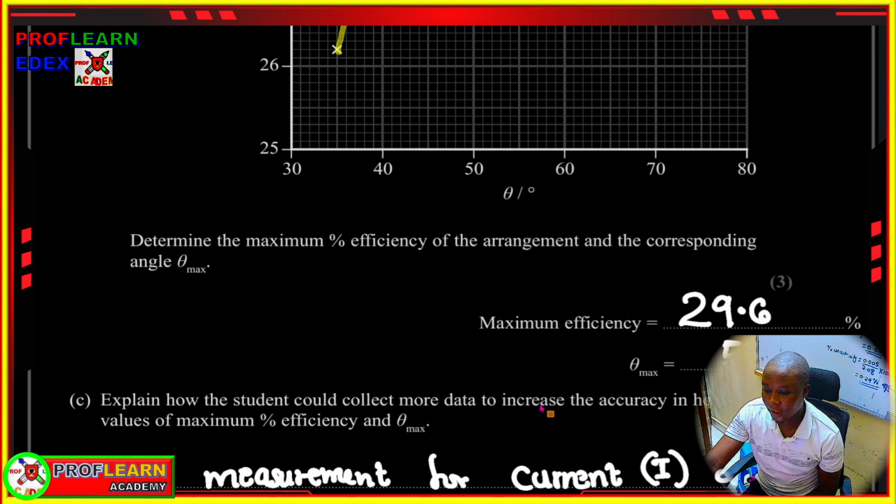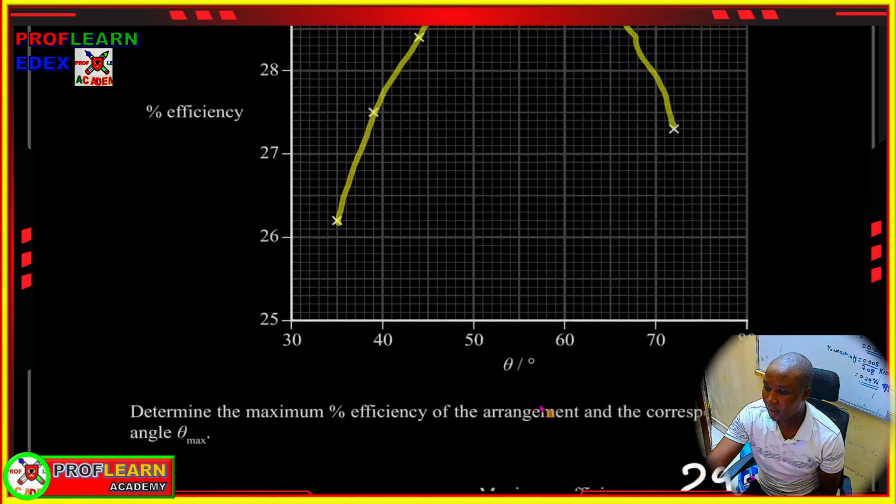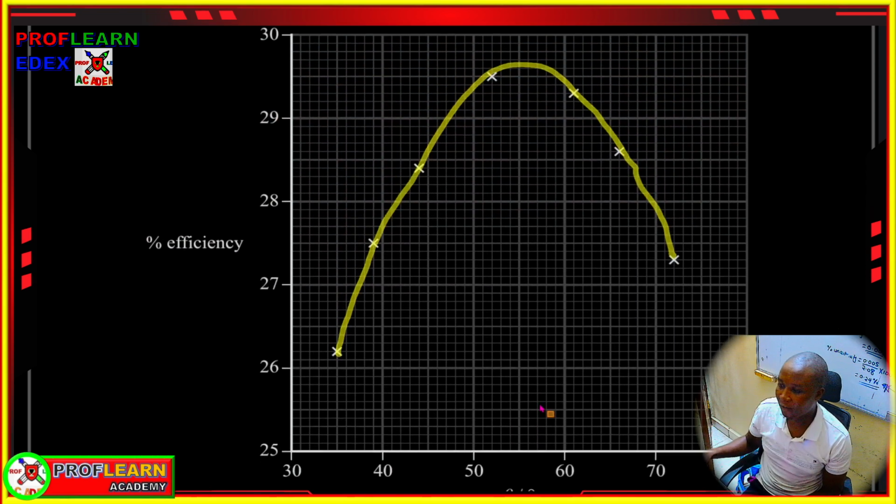Explain how the student could collect more data to increase the accuracy of her maximum value. Because our maximum value is lying between the angles 50 and 60, around here, that's where the maximum value is lying, it means the student could have used small increments of the angle so that she can obtain an accurate value.